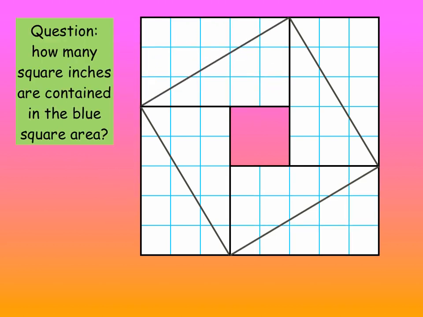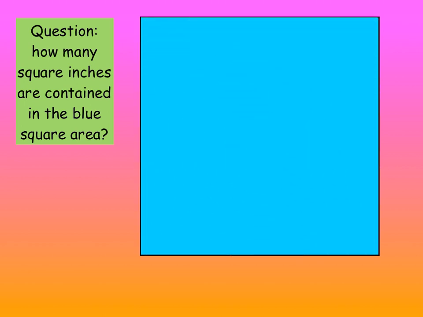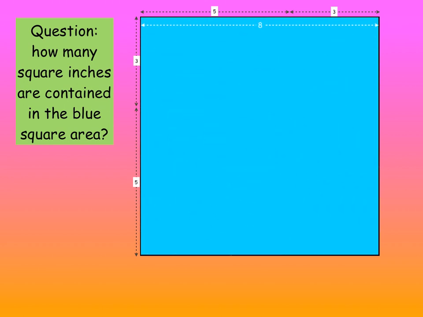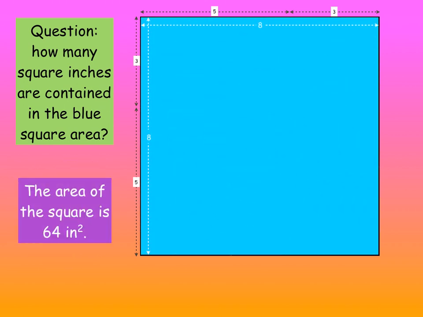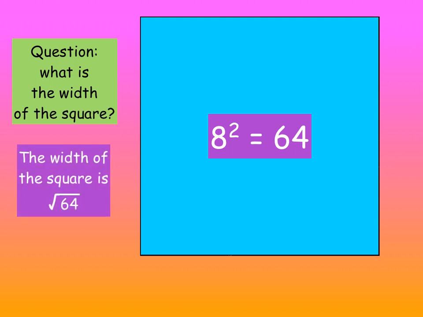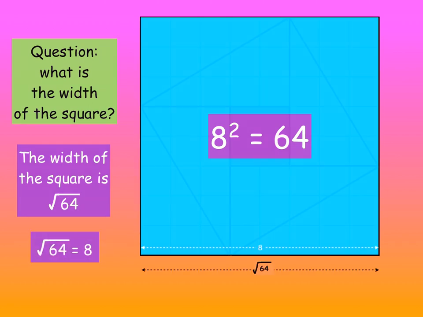How many square inches are contained in the blue square area? Well, each side is 5 plus 3, that's 8 inches. So 8 by 8, the area of the square is 64 square inches. What is the width of the square? The width of the square is the square root of 64. Of course, the square root of 64 is 8. We know that one, so it's 8.